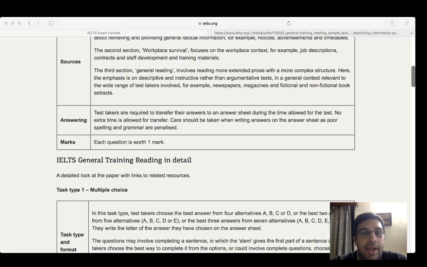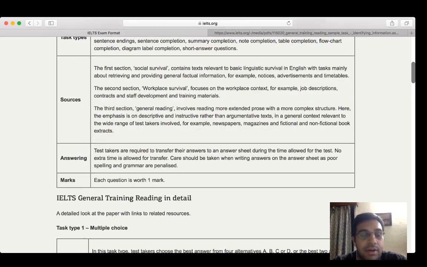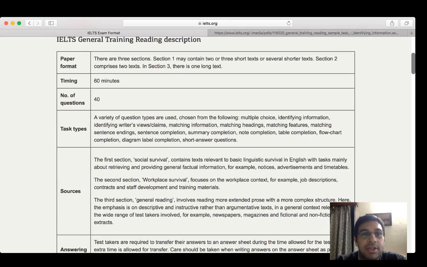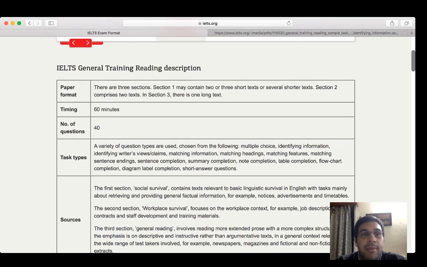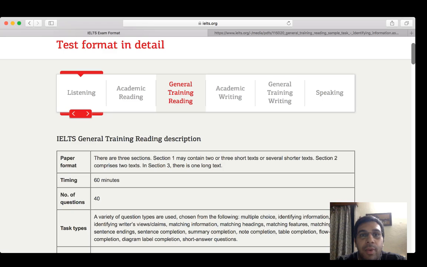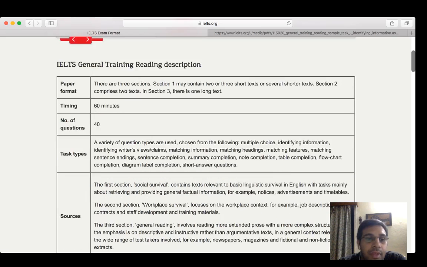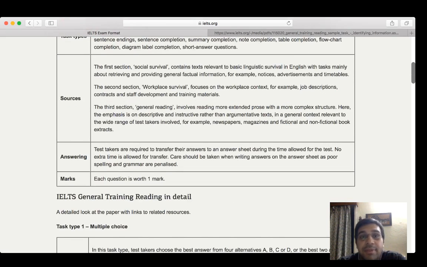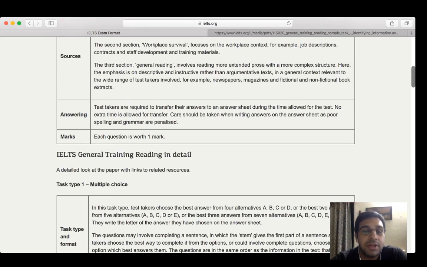So I'll quickly go through the yes, no, not given questions and the true, false, not given questions. As you can see, I'm on the IELTS website. This is the official website of IELTS. I'll just go through what the official website says about these questions.